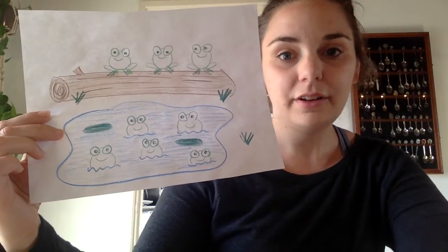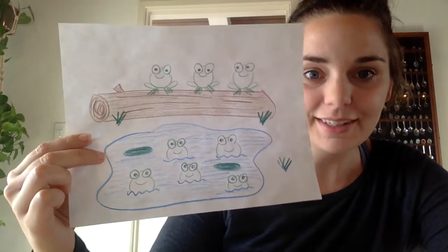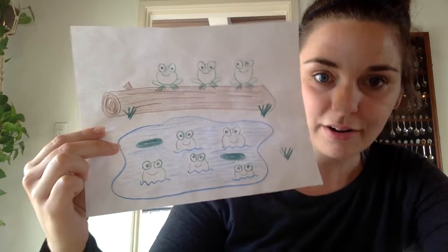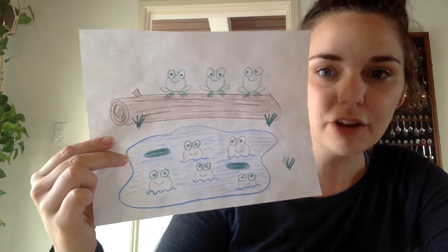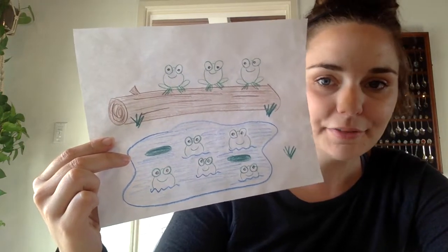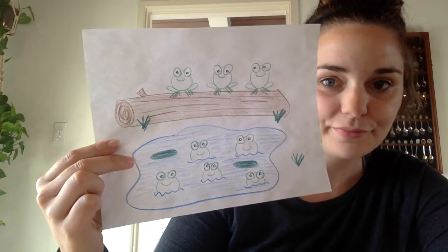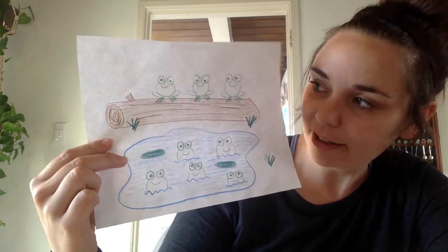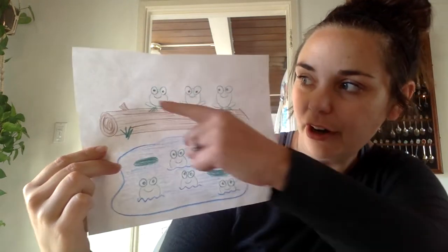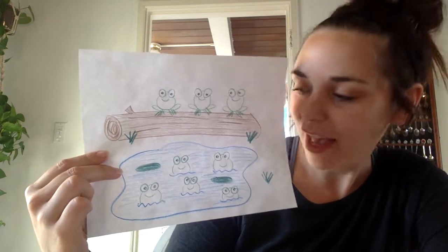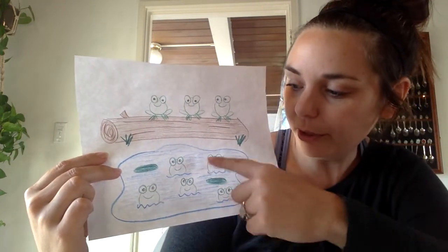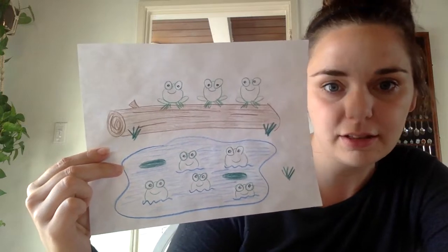Now, let's be expert mathematicians. How many more frogs are in the pond than on the log? Can you solve that right now? Let's pause the video and I want you to solve that. All right, friends. I know that there are 3 frogs on the log here. And there are 1, 2, 3, 4, 5 frogs in the pond.